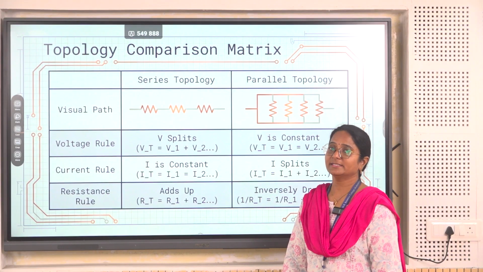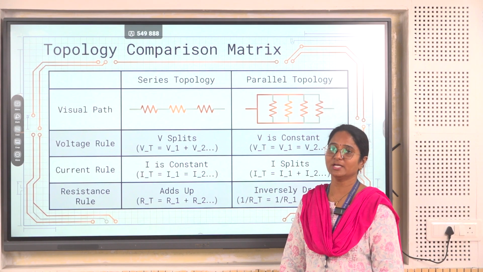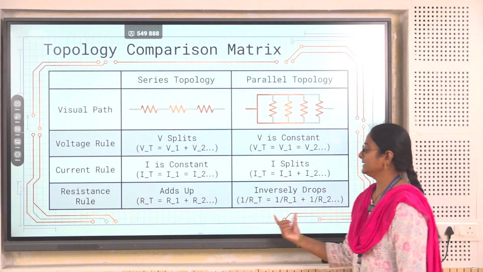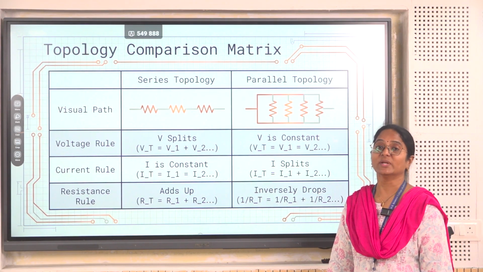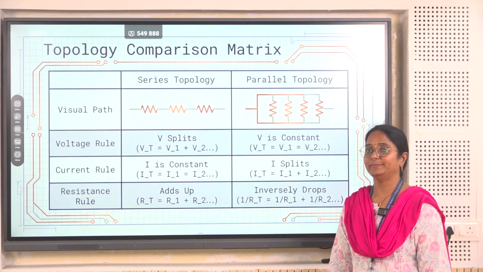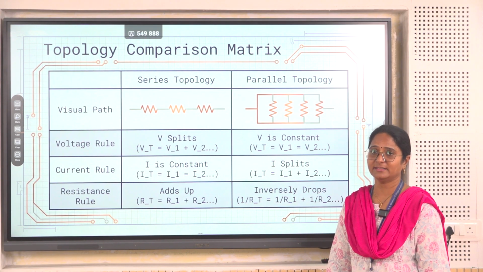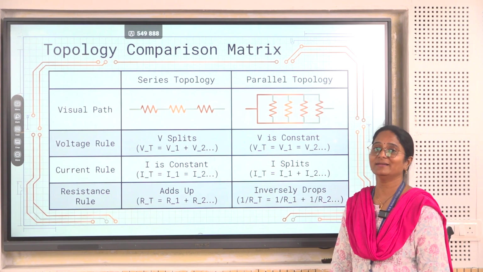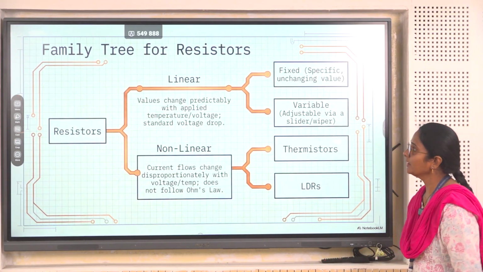series, the equivalent resistance is the sum of the resistors, that is RT equals R1 plus R2 plus R3. Whereas in parallel you can see the inverse proportionality, that is 1 upon RT equals 1 upon R1 plus 1 upon R2 plus so on till 1 upon Rn. If two resistors are connected in parallel, then the equivalent resistance RT equals R1 R2 upon R1 plus R2.